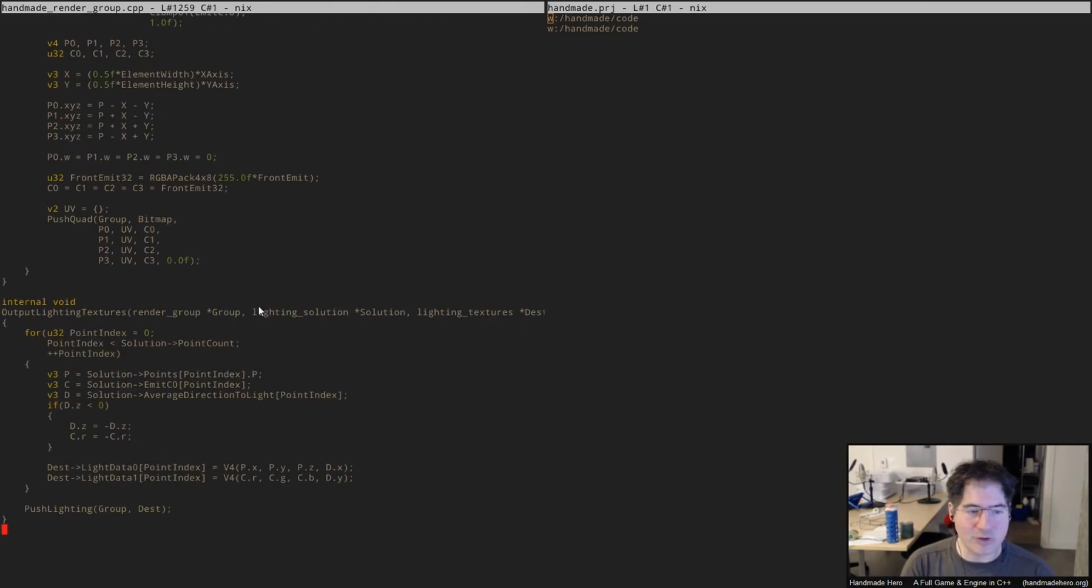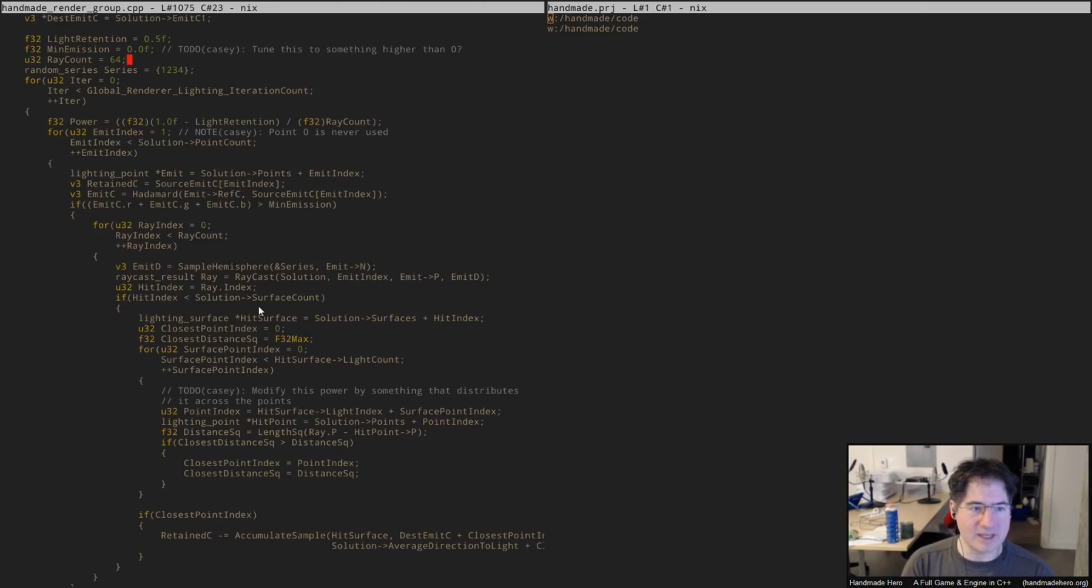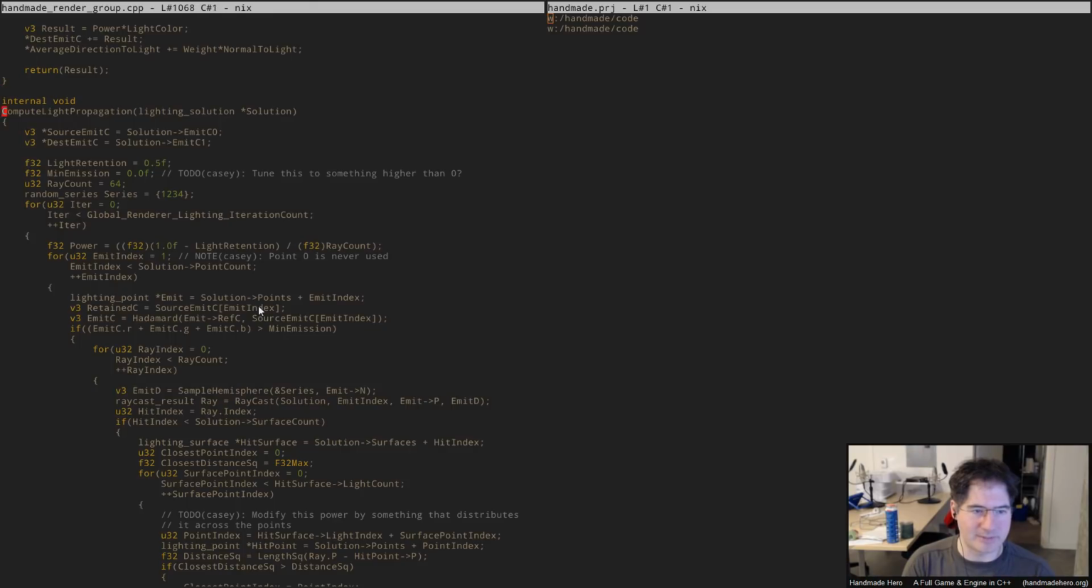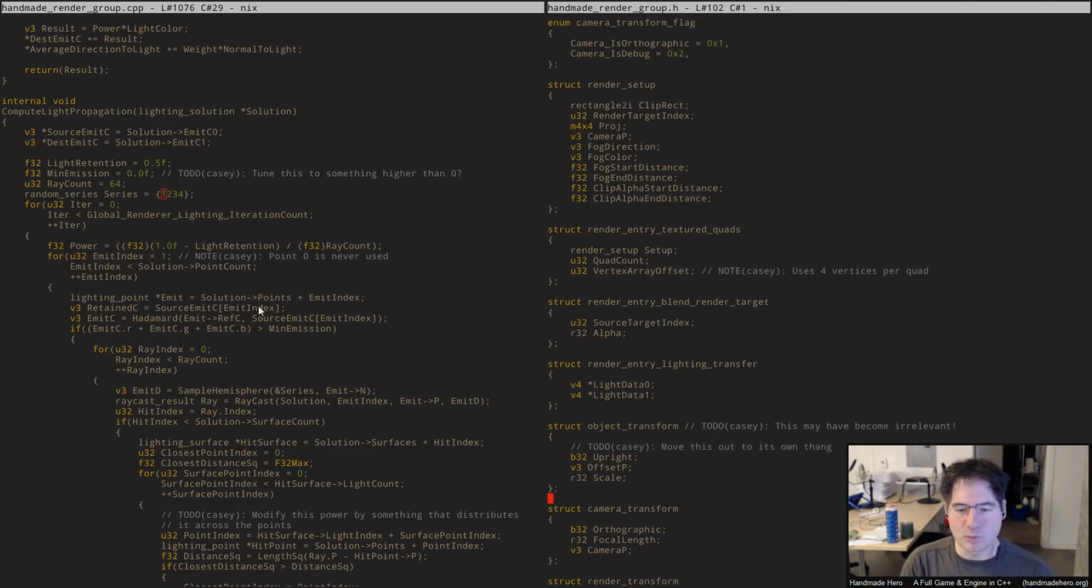But if instead, for when we do our push lighting, we didn't do that. So here's where we do our compute lighting propagation. You see we have our random series. It's always initialized to 1, 2, 3, 4. It's the same seed every time, so we do the same samples every time. If instead our lighting solution was keeping a continuous random value, so let's say that we did this.